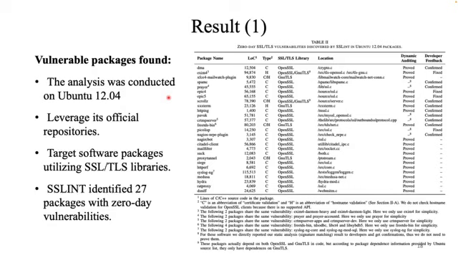The vulnerabilities found spanned various software types, including mail server, web browser, and database client. Each identified issue could lead to data leaks or man-in-the-middle attacks, emphasizing the importance of SSLINT. So as you can see, these are the packages that were detected of misusing the APIs.